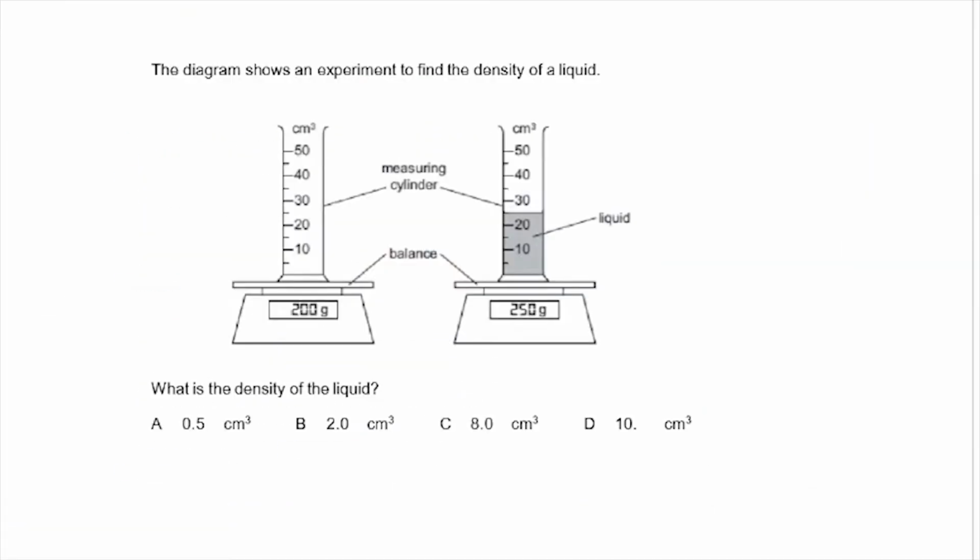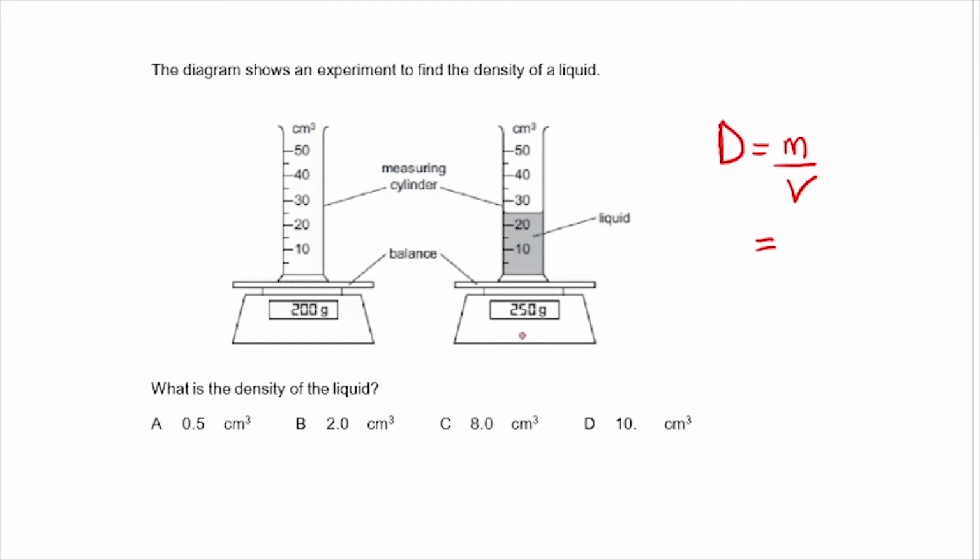So we'll get started with the very first question. The diagram shows an experiment to find the density of a liquid. What is the density of a liquid? Now, first of all, the formula for density: we know that density is given by mass over volume. So what is the mass? We're looking for the density of the liquid, so we need to find the mass of the liquid.